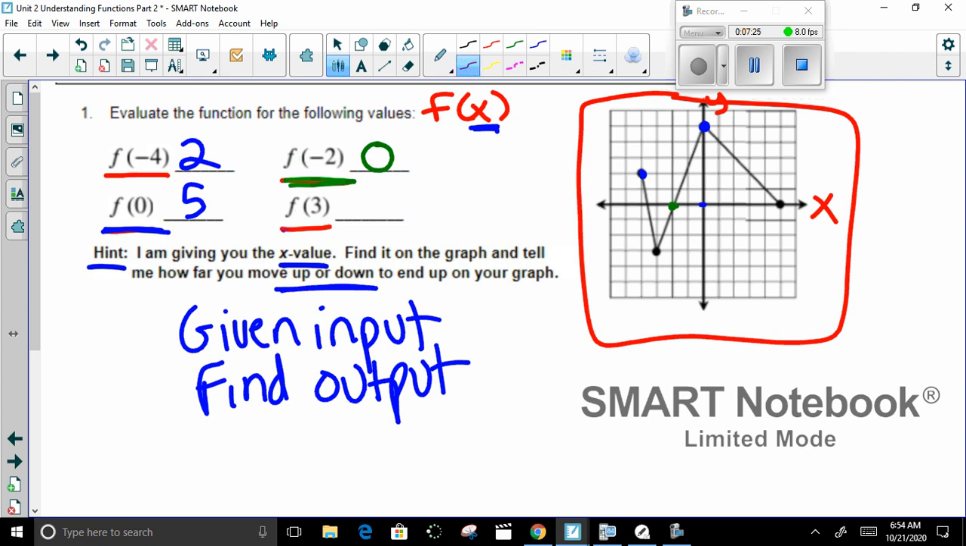Last one, f of 3. When x is 3, 1, 2, 3, I'm right here. Do I need to go up or down to get to the graph? Looks like I need to go up 2. So y is 2. When my input is 3, my output is 2.